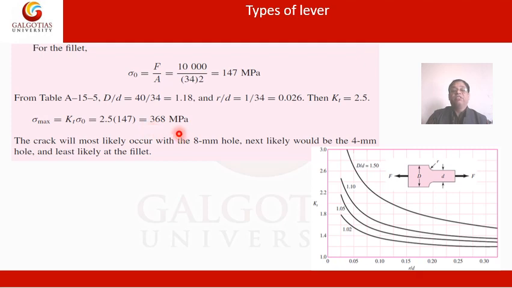368 megapascal, which is lower than the 8 mm hole. The stress produced at the fillet is less. So the crack will most likely occur at the 8 mm hole. Next likely would be the 4 mm hole, and the least likely at the fillet. The stress will be very low at the fillet. The maximum stress will be at the 8 mm hole, then the 4 mm hole, then the fillet. This way you can find the stress concentration factor using the various charts.